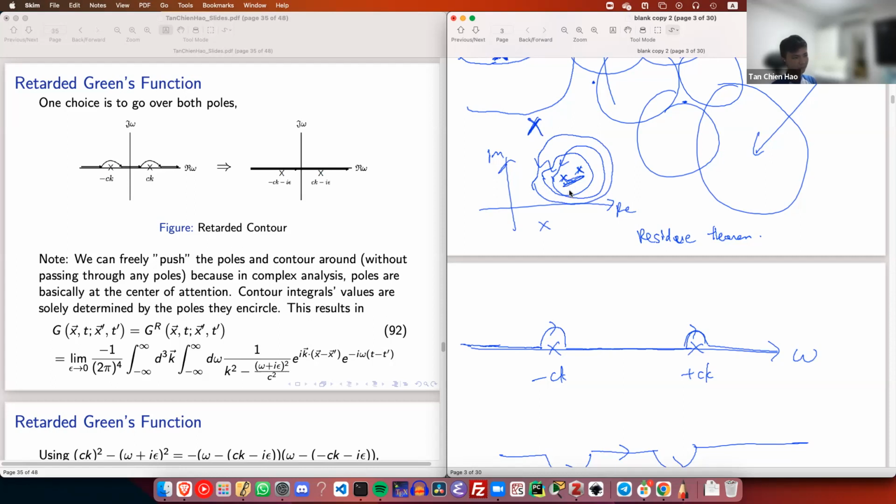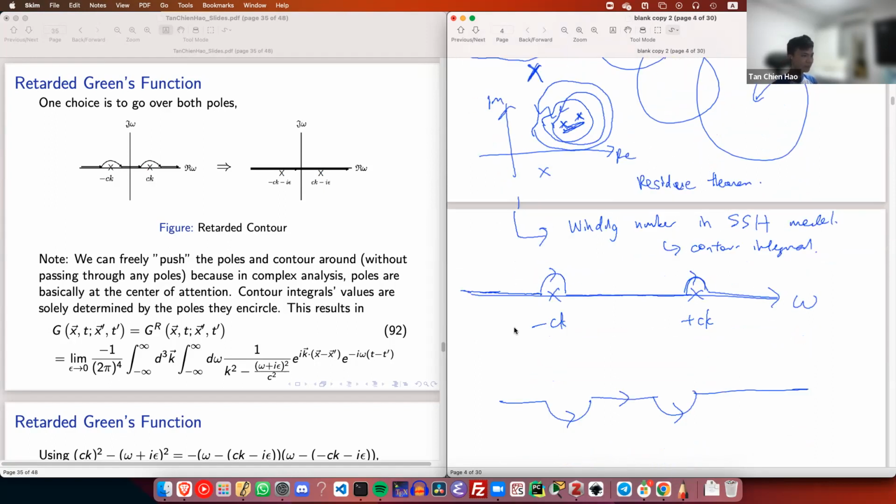Likewise, this has some sense of topology to it. In fact, the winding number, for example, in topological physics, you learn that the winding number in the SSH, Su-Schrieffer-Heeger model, I actually made a video on this, is given by a contour integral, and that means that in some sense, complex analysis is responsible for some topological physics.